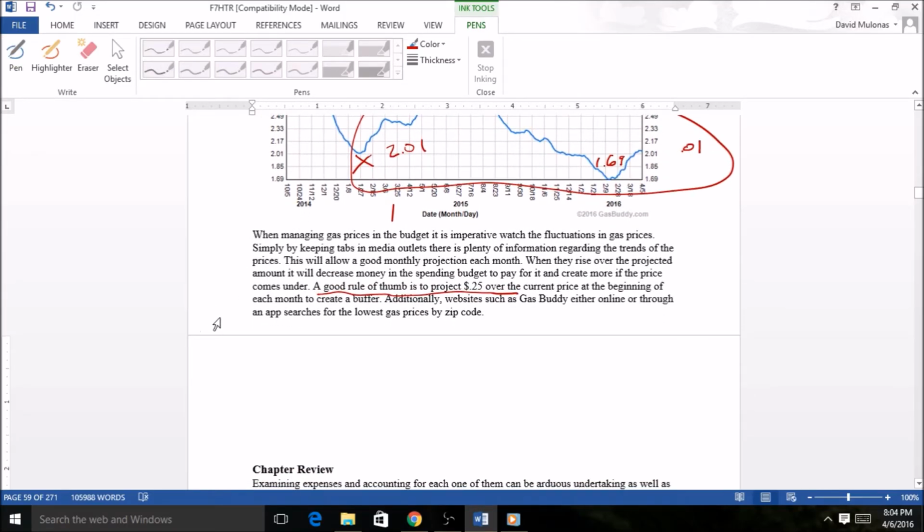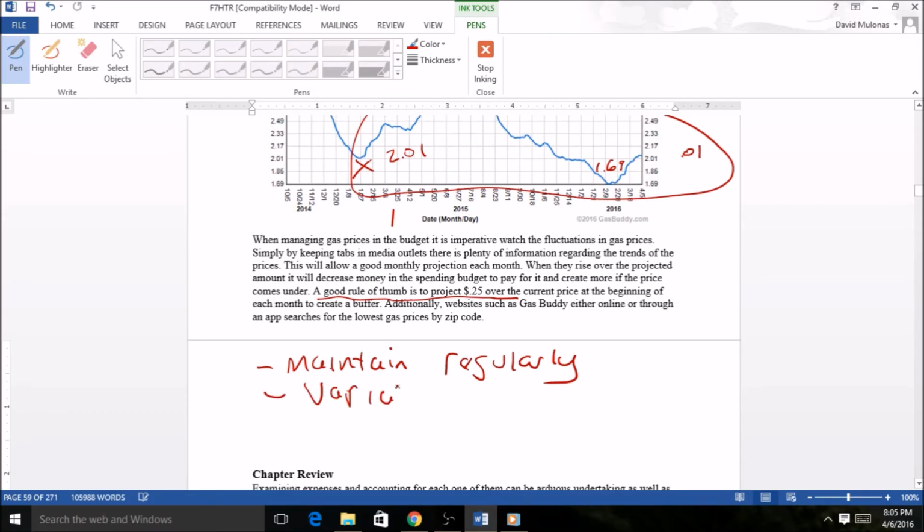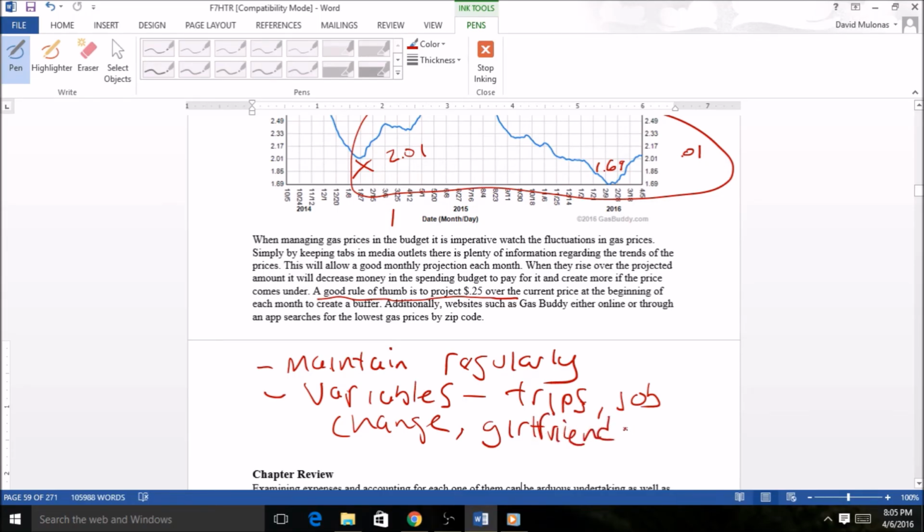So we're going to get to our chapter review in our next video, but I would like to say that with your gasoline exercise here, you should maintain this one regularly. The reason being is that there are many variables that determine the amount of miles that you're driving. You could go on trips you didn't think you were going to go on. You might have a job change. Maybe you have a girlfriend or a boyfriend that wasn't in the picture. I mean, there's so many other things.